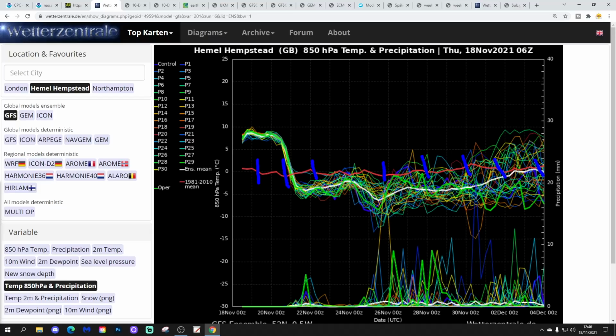So the red line is the 30-year upper air temperature average for Hemel Hempstead. Starting off still above average at the moment. We've got another day or two of this really mild autumn to go, but it's running out of road by the time we get through to the weekend. Into next week, we've gone colder than average.